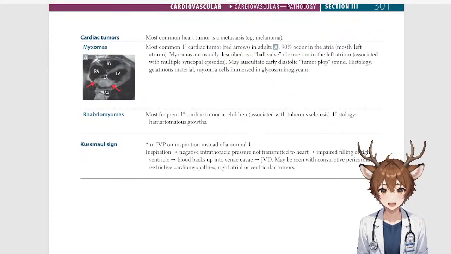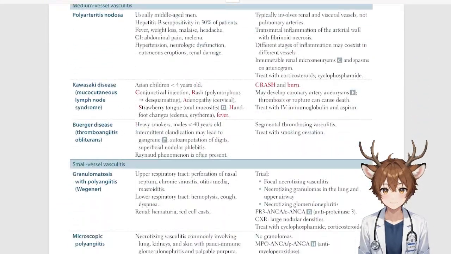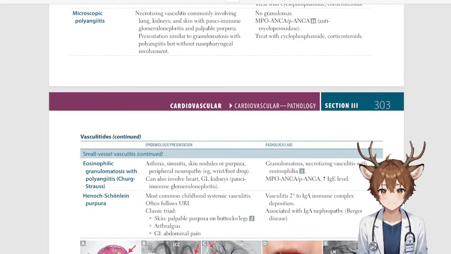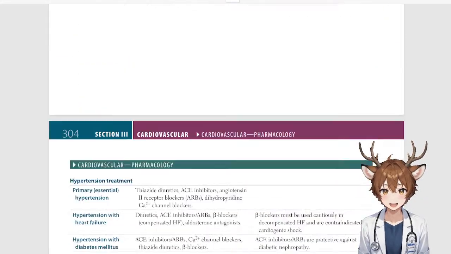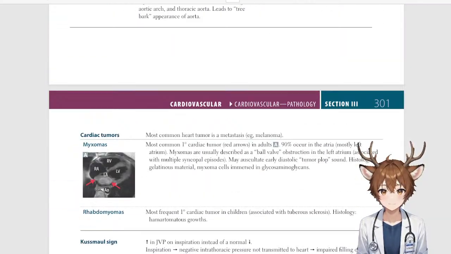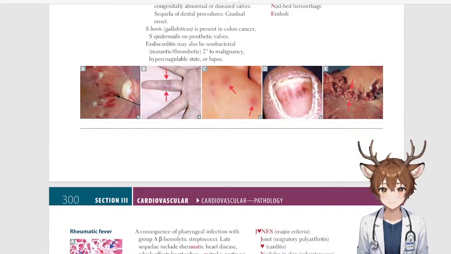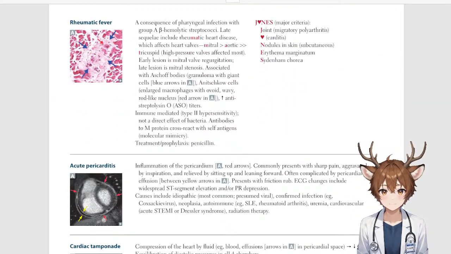Now we're going to be talking about DVT, which is kind of its own little category. They really did just drop the entire vasculitis section from this version of the textbook. I guess it's not as relevant as they thought it would be. Let me talk about DVT.